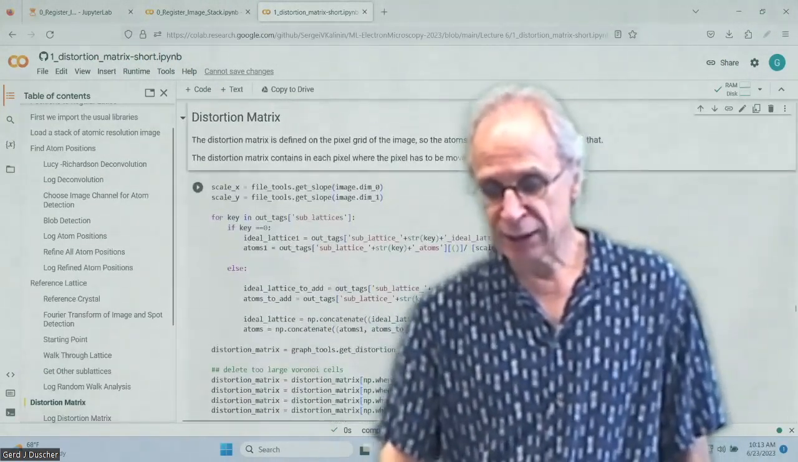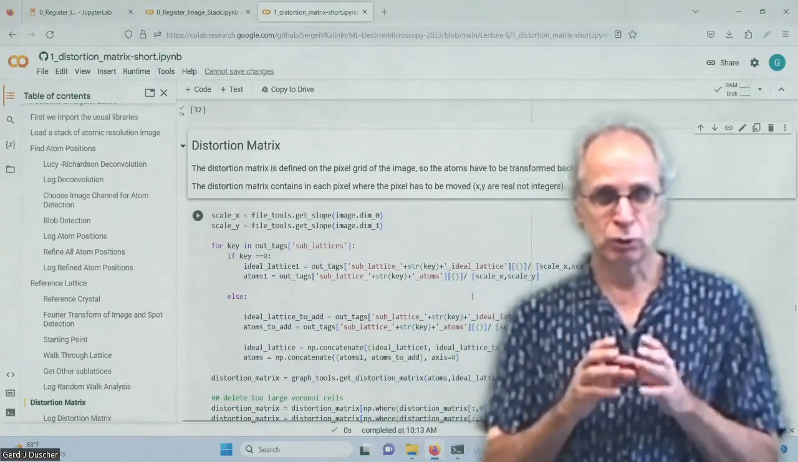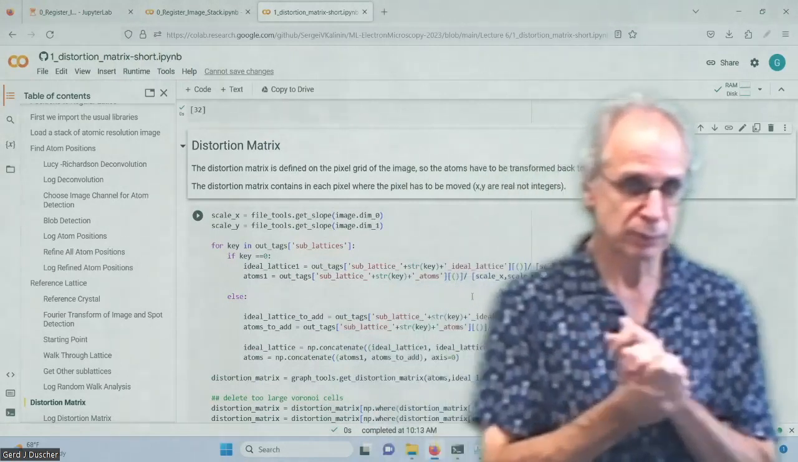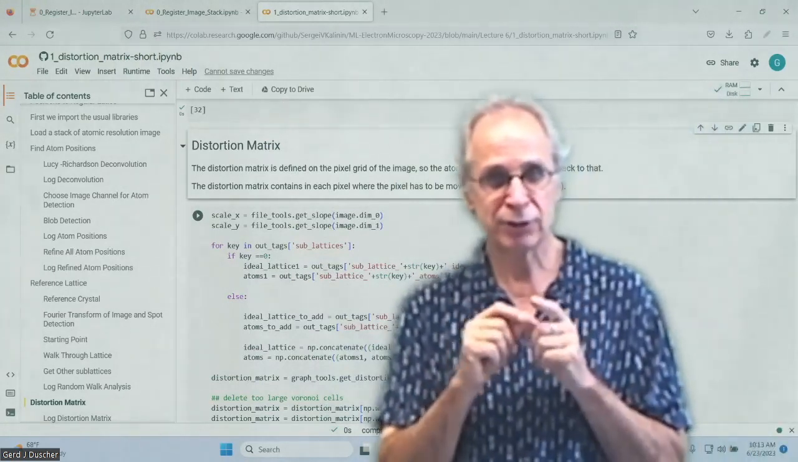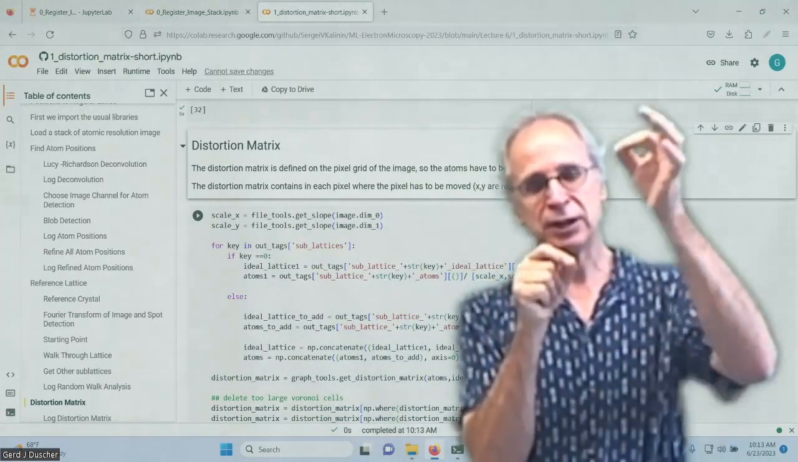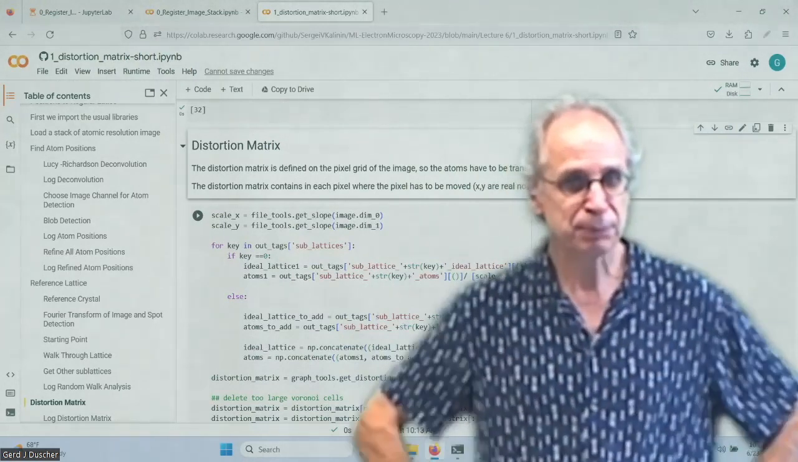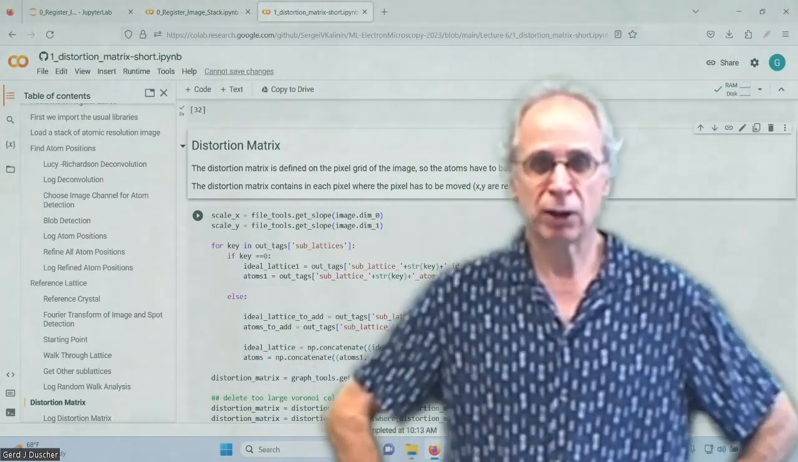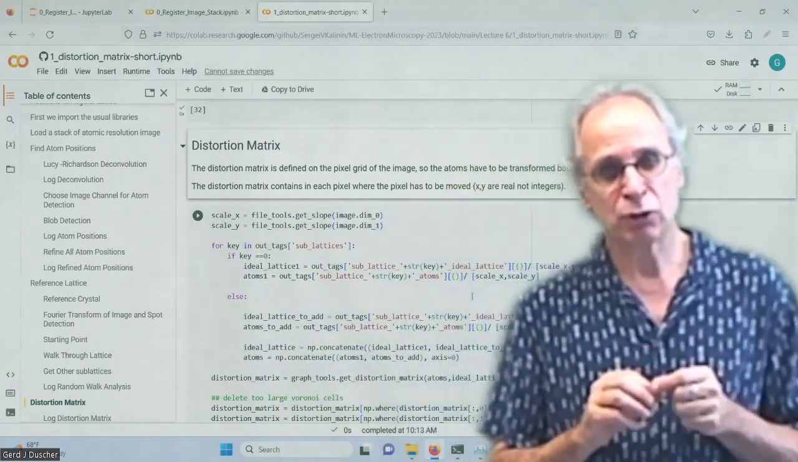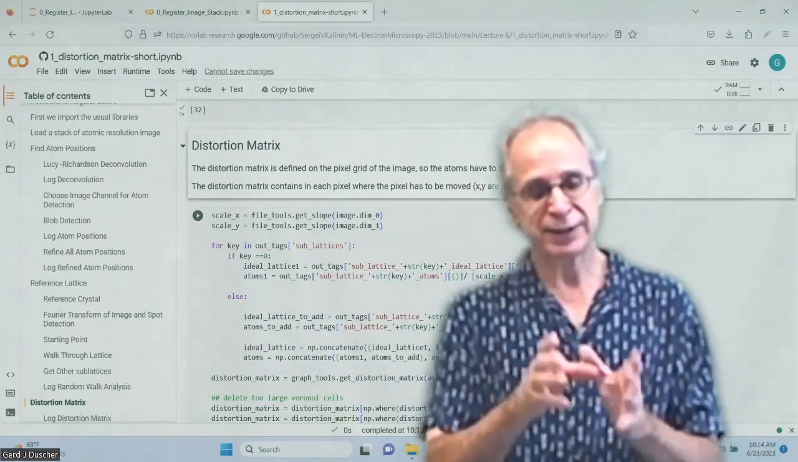I store that, and now what I want to do is I want to determine the distortion matrix. I have the information of here's an atom and it's supposed to be over there. So this is part of a deformation matrix. But what I really want to do is I want to determine that for each pixel.